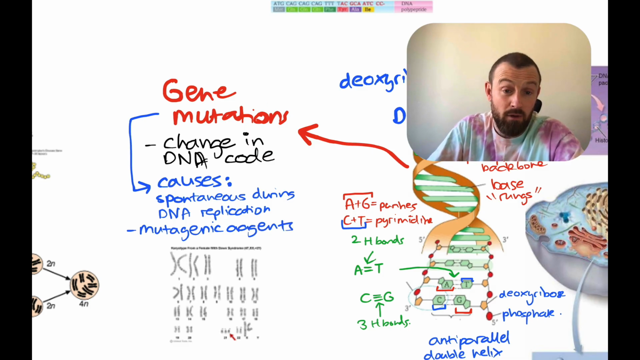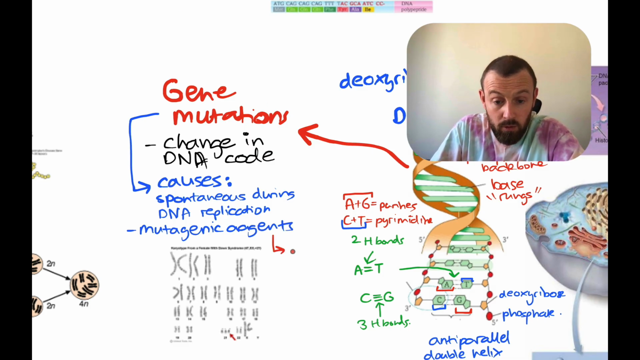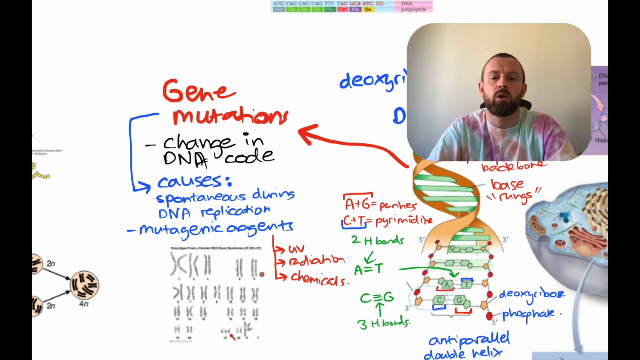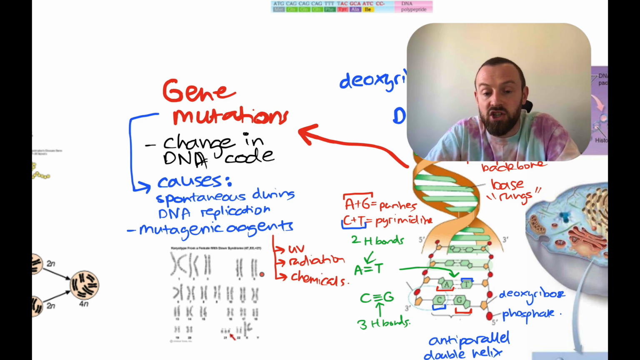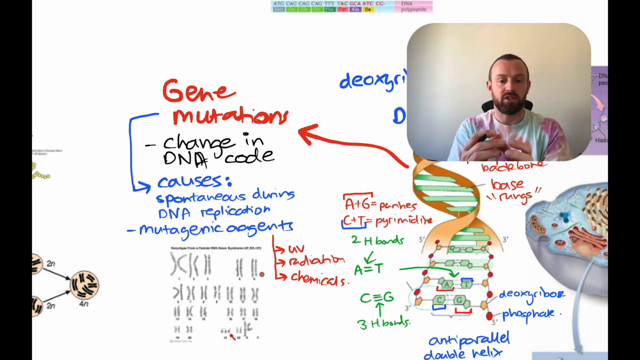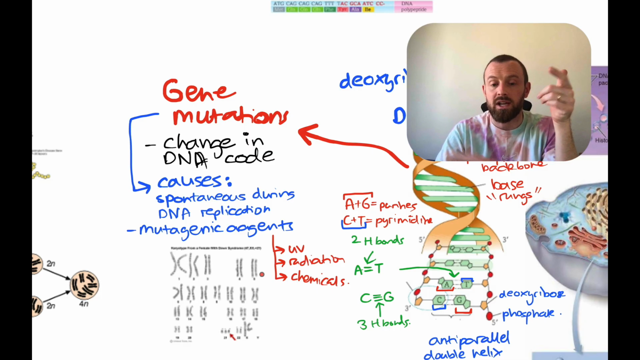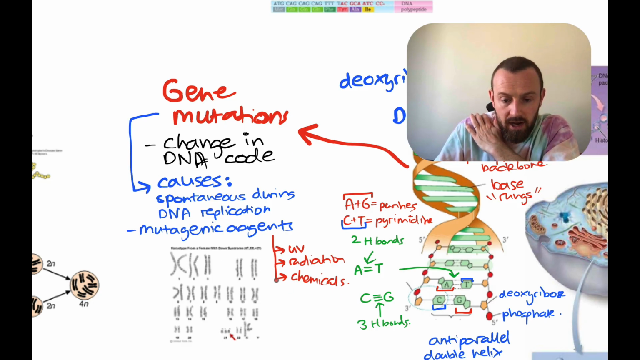They will increase the error rate, and those things are, for example, UV light, radiation, and some chemicals. Now, you might have heard of the word carcinogenic agents, and carcinogenic agents are a subcategory of mutagenic agents that specifically cause mutations in genes to do with the cell cycle, and they can cause cancer. So I'll put brackets under there, carcinogens, as a subfamily.